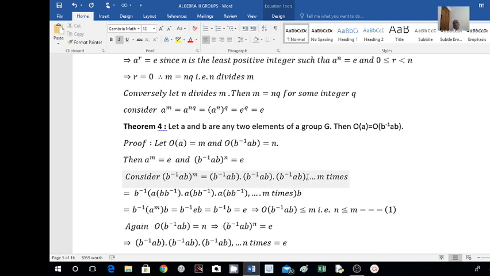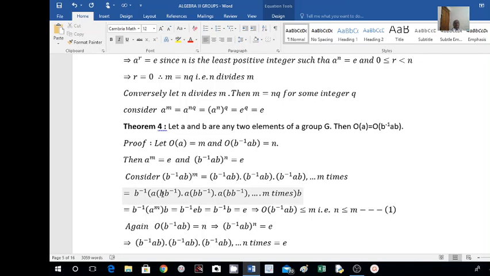The last term is B inverse AB. I will keep that A here, and outside I will write B. So that is B inverse A, B B inverse A, B B inverse A, and so on. How many times is this? This is up to m times here.